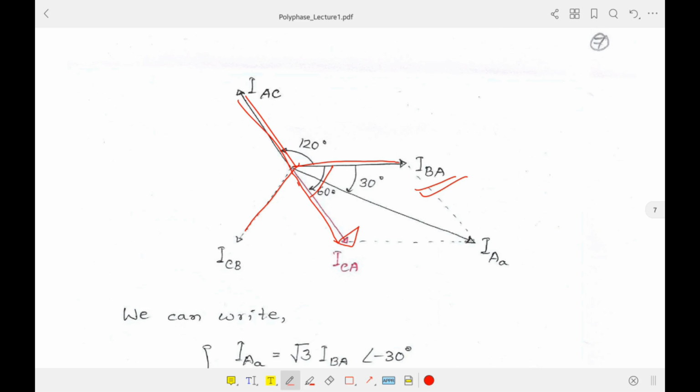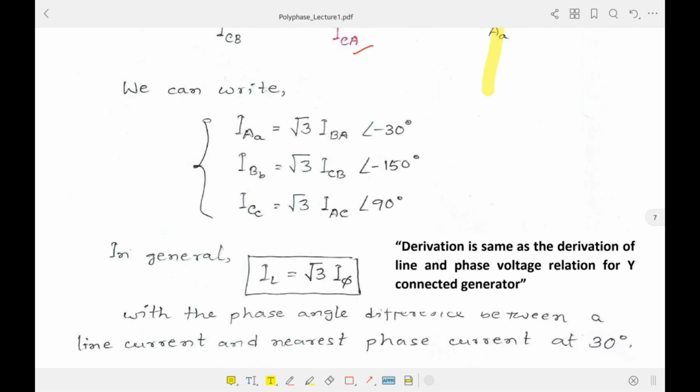And again this is the 60 degree direction, just like our derivation of voltages in case of Y connection. So this is the 60 degree, and again this has the same magnitude, so obviously the resultant current will be at a 30 degree angle. And in a similar manner we can derive the expression, and we will get it just like this.